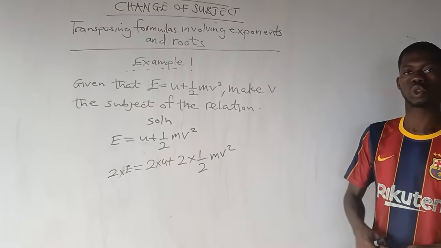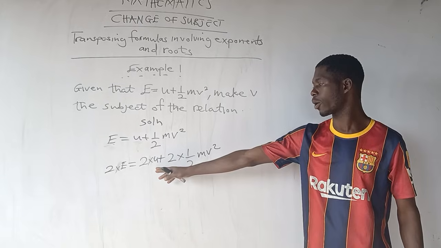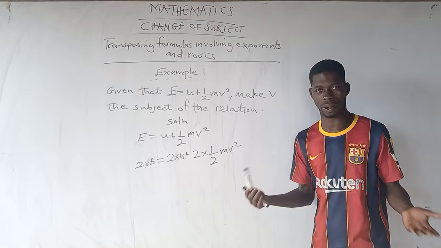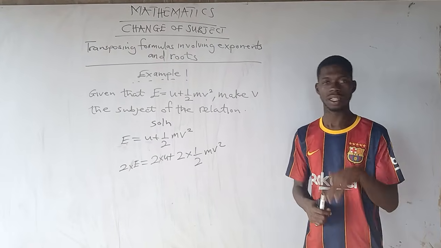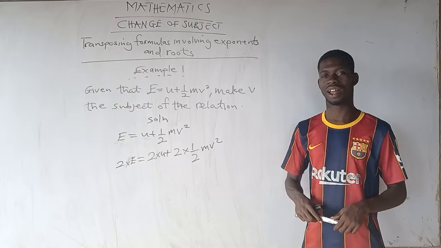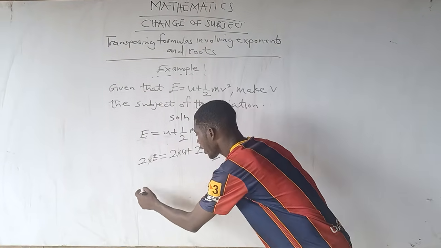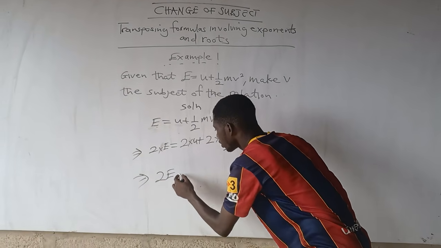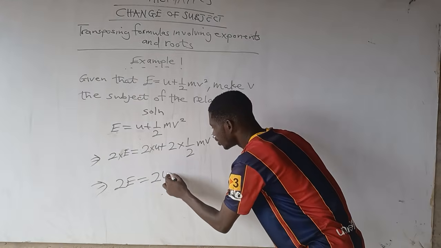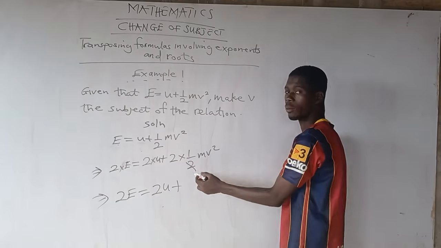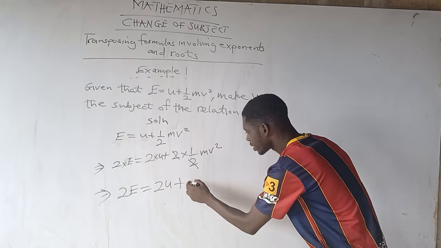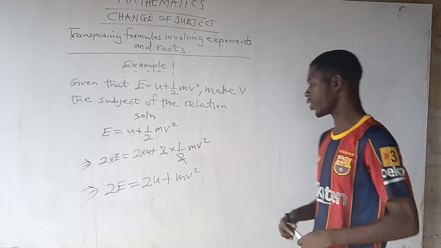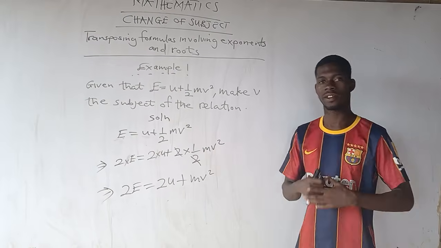yes. So 2 multiplying E equals 2 multiplying U plus 2 multiplying half of mv squared. So you multiply each term by 2 so that you can eliminate the fraction. Okay. So you get 2e equals 2u plus, so the 2 here will cancel these 2, right? So you get mv squared. You get mv squared. Okay. So we are making v the subject.